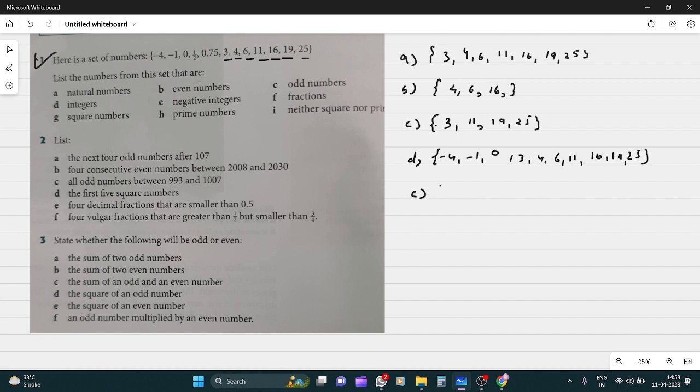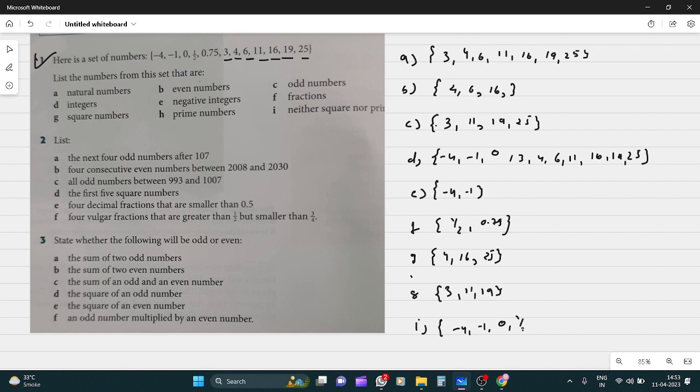Okay. Now negative integers. Negative integers are minus 4 and minus 1. Okay, fractions. Fractions are 1 by 2 and 0.75 is also a fraction. Then square numbers. Square numbers are 4, 16 and 25. Then comes prime numbers. Prime numbers are 3, 11 and 19. And there come the numbers neither square nor prime, that means minus 4, minus 1, 0, 1 by 2, 0.75 and 6.